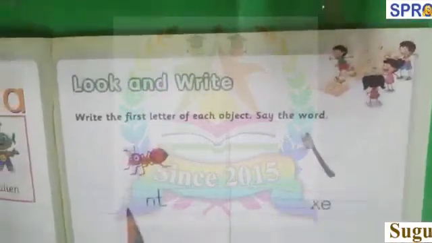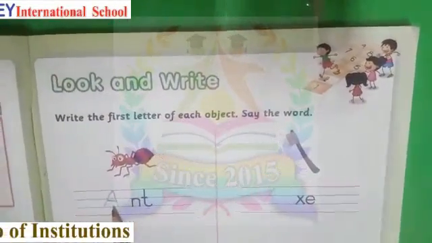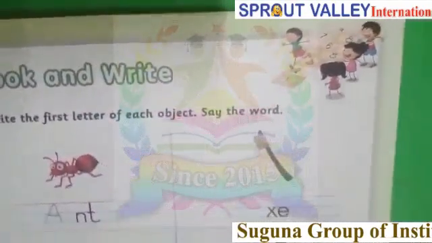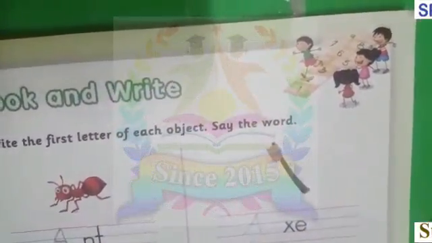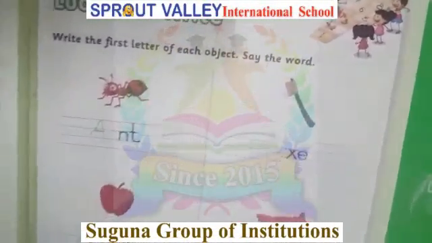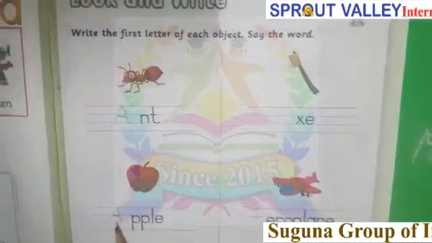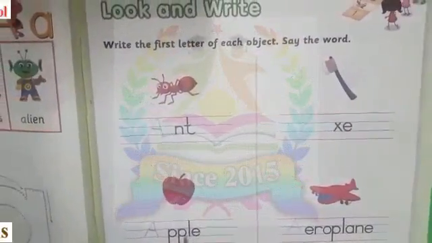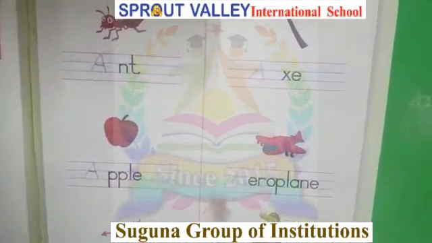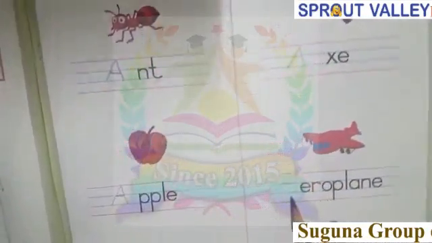Let's revise the words here. A-N-T, ant. A-X-E, axe. Apple. A-P-P-L-E. Apple.